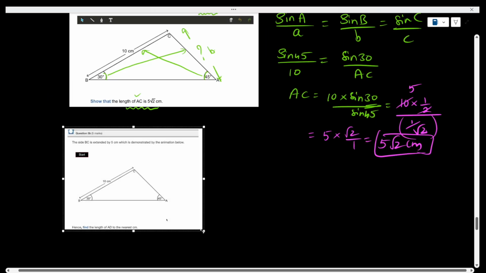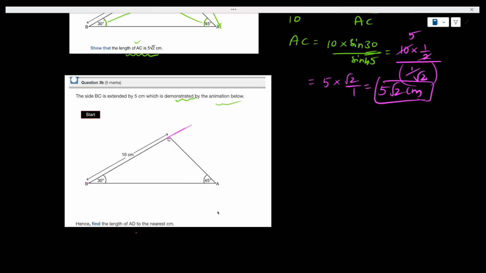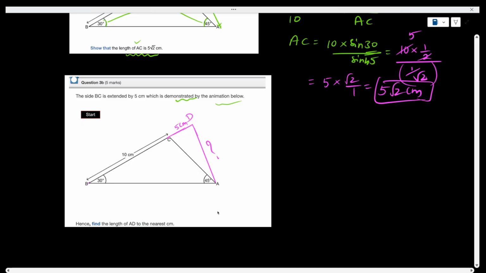Second part of the question. It says if side BC is extended by 5 centimeter, which is demonstrated by the animation below. It is not given here, but in your E assessment you will see BC is extended till D, and find out the length of AD. You have to join A to D because that is unknown. It is extended by 5 centimeter. Now you can go from known to unknown. I need to find out this. So let us see how you will do it.